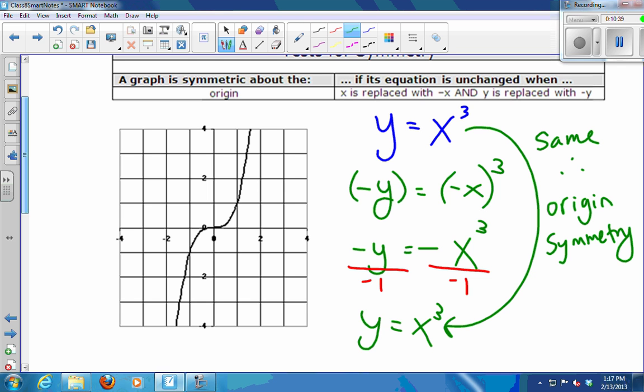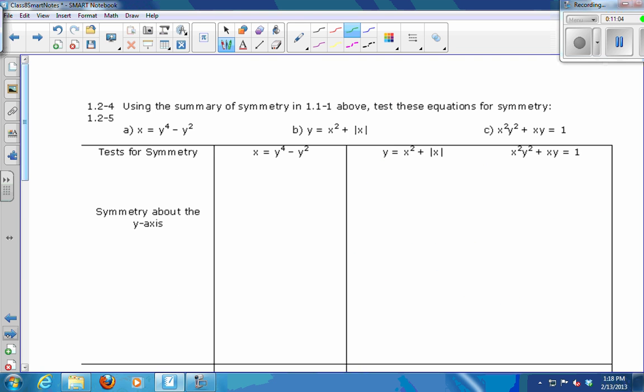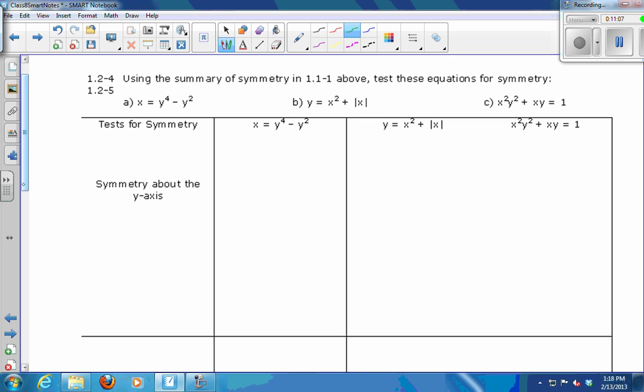So sometimes after you make your replacements and simplify, you can do a small manipulation to turn it into the original. So you have to see that it's equivalent. Sometimes there's no manipulation in the world that will make them look the same. Then you just say the symmetry doesn't exist. All right. So here I have 3 equations. For each of them, I want you to do the 3 tests and determine what kind of symmetry or symmetries it exhibits.